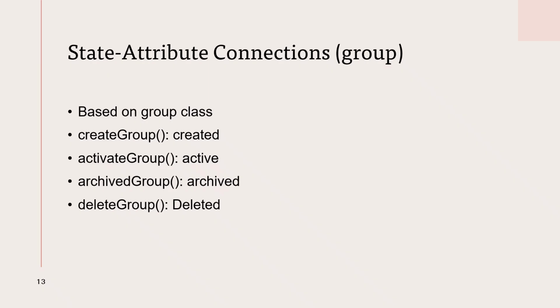Just like before, each state transition corresponds to real updates in the group class. We have the create group method, which sets the initial status, the activate group method, which changes it to active, the archive group method marks it as archived, and the delete group method marks it as deleted. The state diagram will ensure the system manages groups consistently throughout usage.